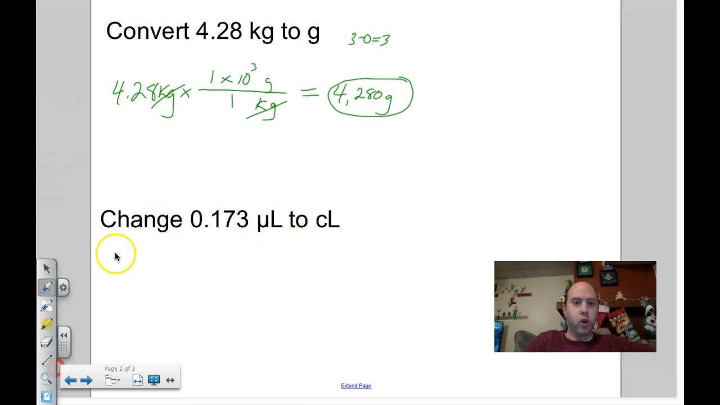To do another one, let's change 0.173 microliters to centiliters. Again, step 1, write out what's given to you. 0.173 microliters.